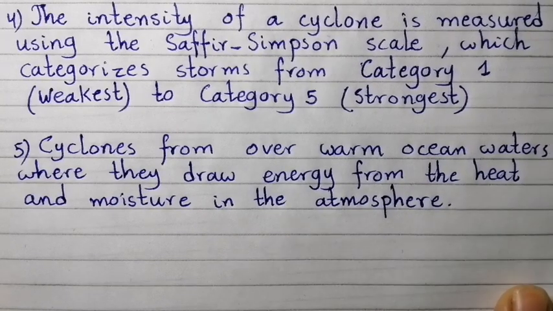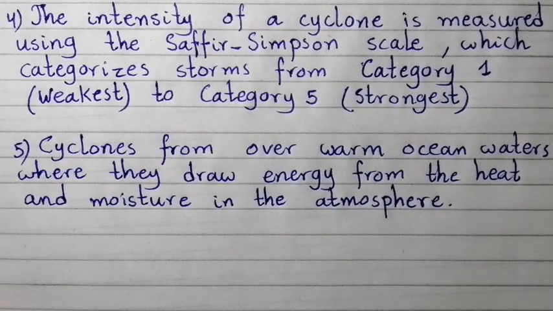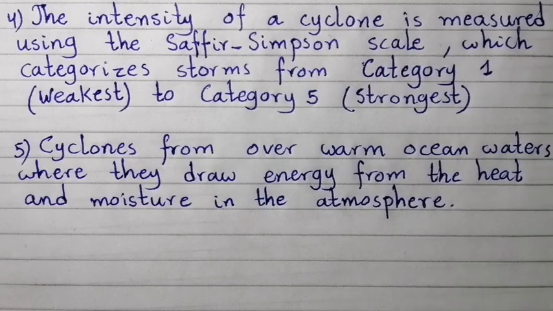Cyclones form over warm ocean waters where they draw energy from the heat and moisture in the atmosphere. Point number 6.